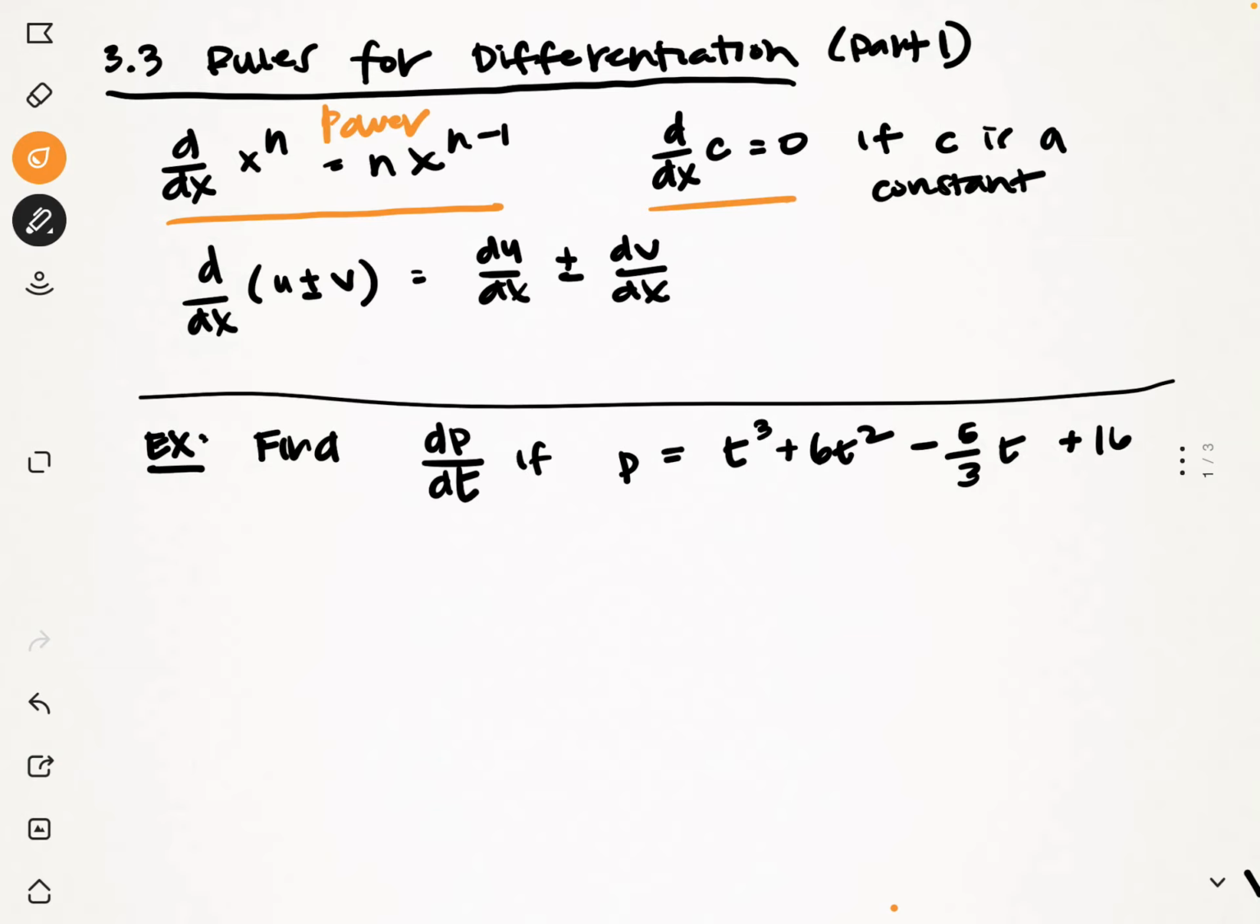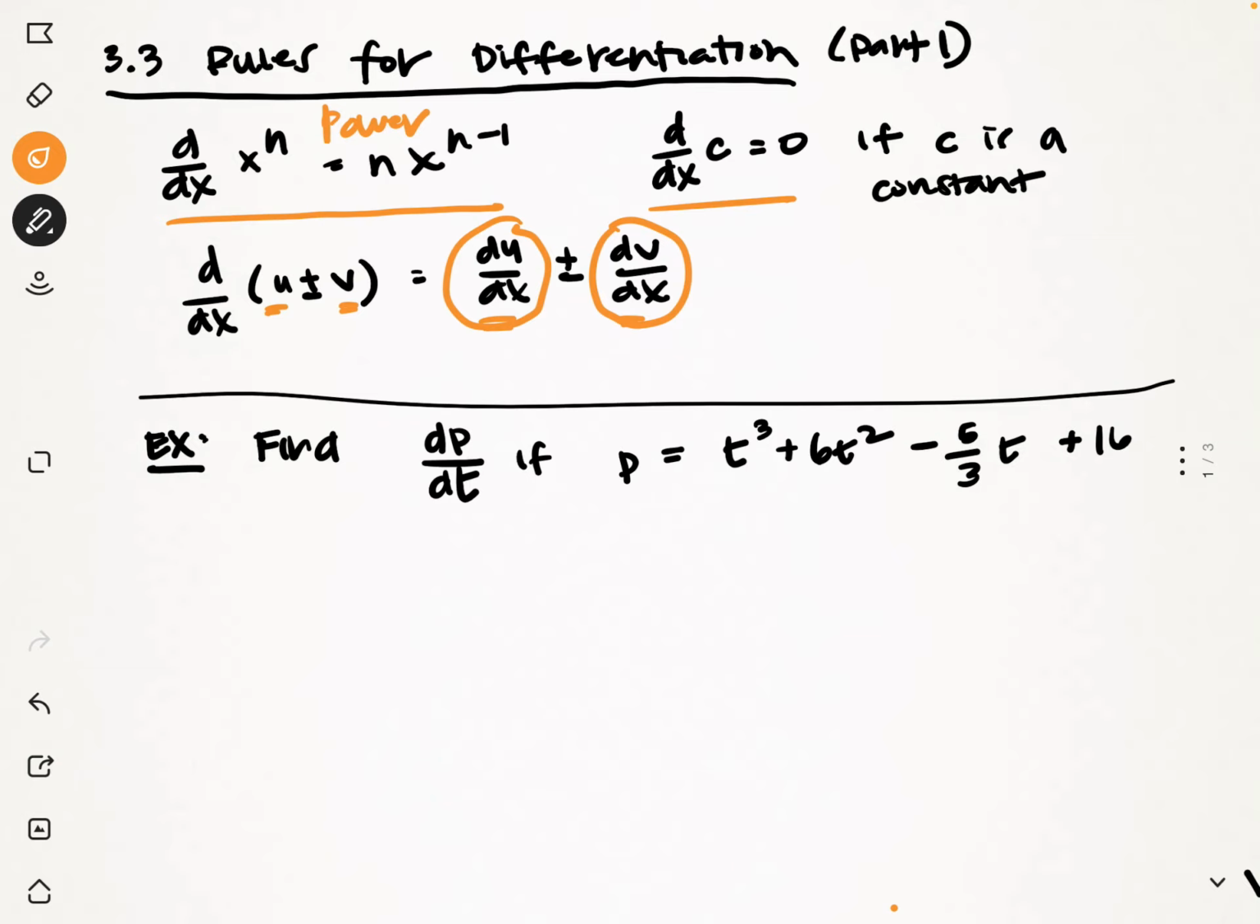And then the last one says that if we have an addition or subtraction and we're finding the derivative, we can do it by finding the derivative of each part. So we have a u here, and we're adding or subtracting the v. So we can find the derivative of u with respect to x, and then add or subtract the derivative of v with respect to x. Nothing too groundbreaking here, but it is the foundation of it. So let's look at the example.